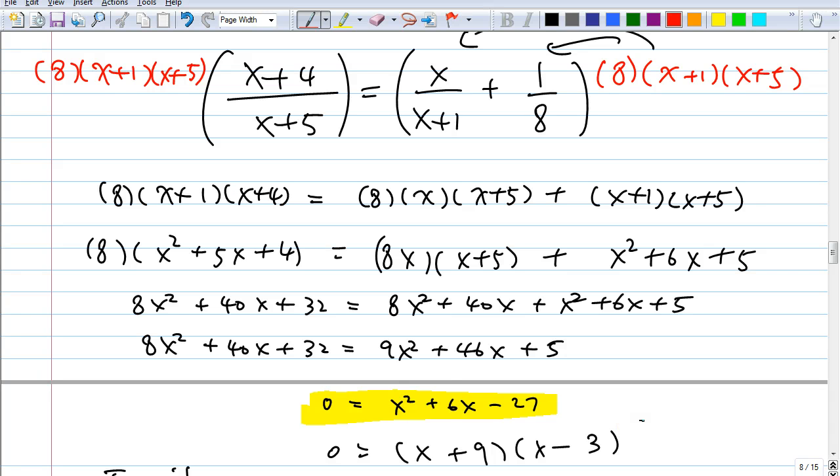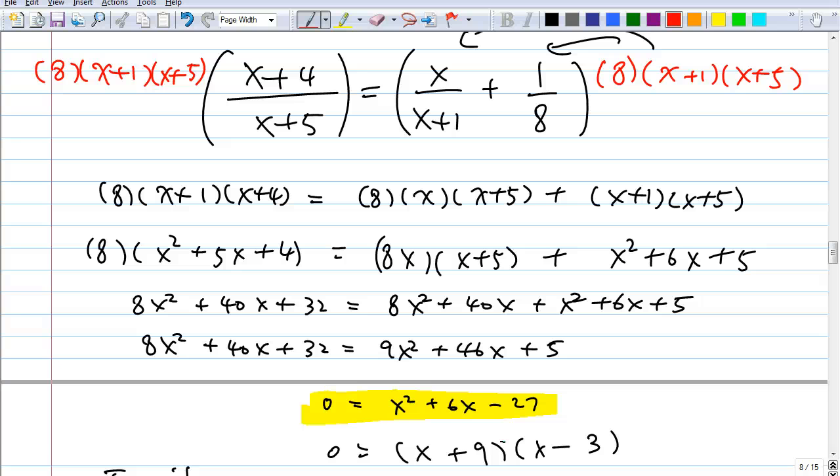You can verify, right? x times x, you get x squared. 9 times negative 3, you get negative 27. x times negative 3, that's negative 3x. 9 times x is 9x. When you add them together, you get positive 6x, right? Very good. And this is only true then. How many solutions are you going to get? 2. So you get 2 solutions.